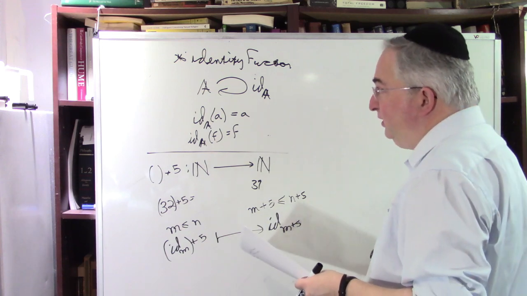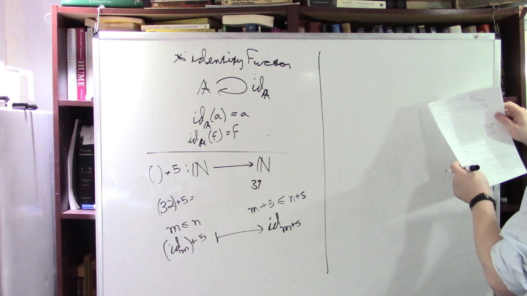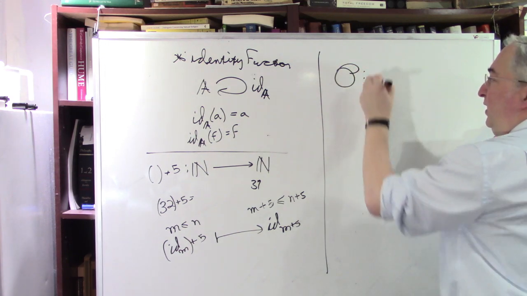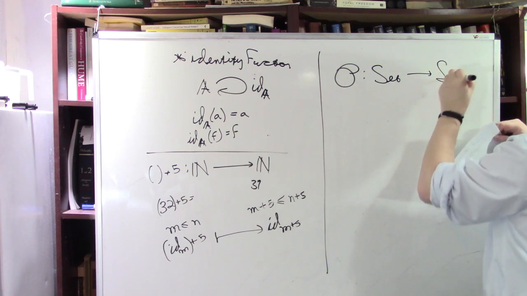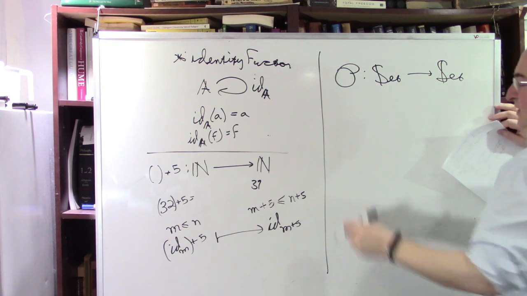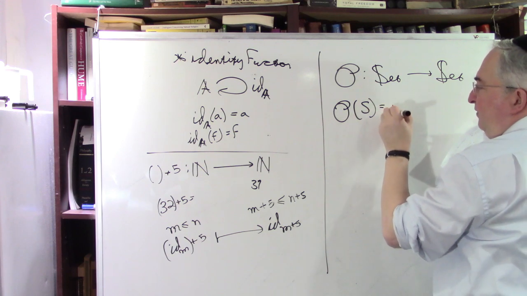Okay, great. Let's do some more examples. You don't have to erase. We can do more examples. Ready? There's a functor that we saw already. It goes from Set to Set, and basically P of S is the power set of S.